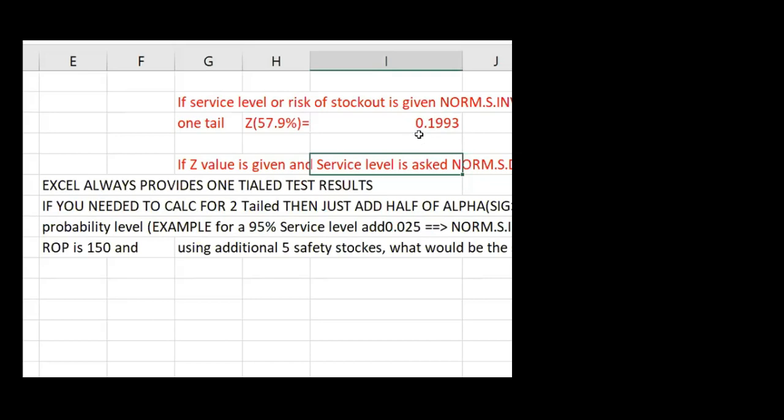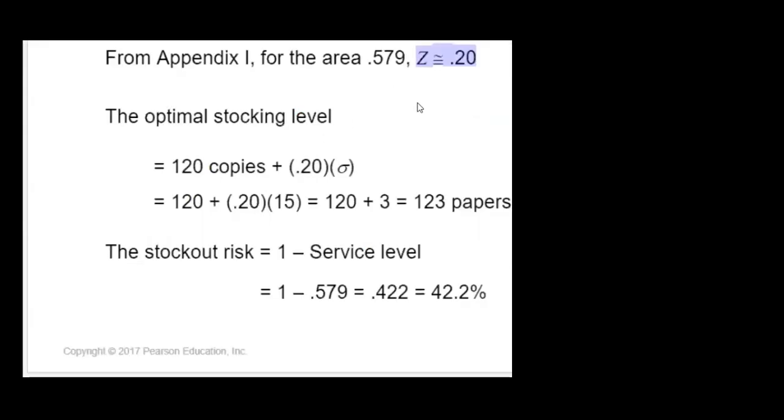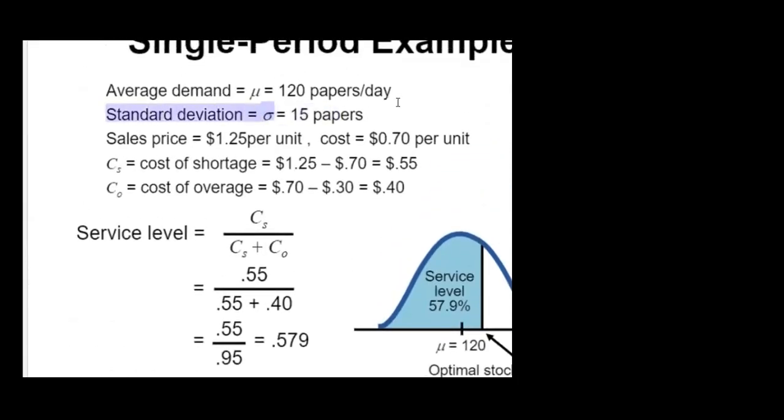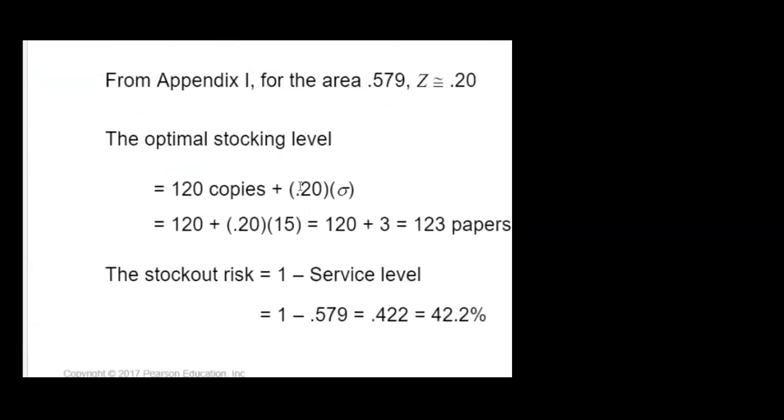So if you round this number up, that would give you 20%. That's 0.2, right? So the optimal stocking level will be calculated by your standard deviation multiplied by the z value. Standard deviation is given, 15 papers, multiplied by the z value 0.2. And you're going to have 120 plus 20% times 15. That would be 3. 120 plus 3, 123 papers. What is that? That is your reorder point plus the safety stock, which is the optimal stocking level, which is 123.